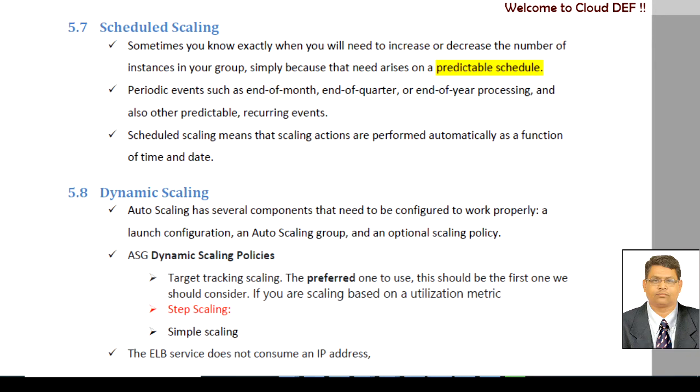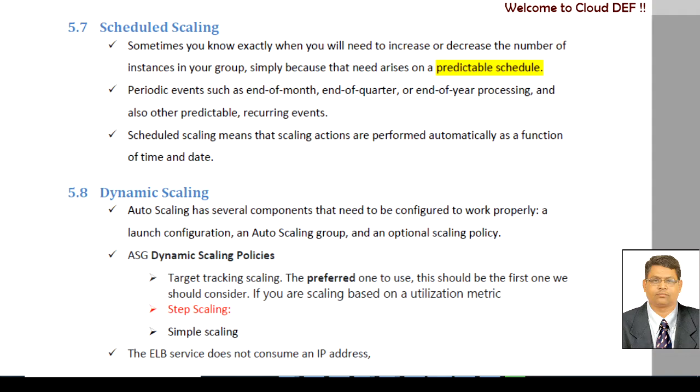5.7 Scheduled scaling. Sometimes you know exactly when you will need to increase or decrease the number of instances in your group, simply because that need arises on a predictable schedule. Periodic events such as end of month, end of quarter, or end of year processing, and also other predictable, recurring events. Scheduled scaling means that scaling actions are performed automatically as a function of time and date.